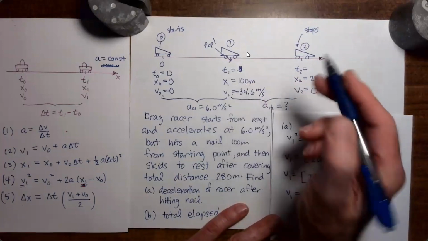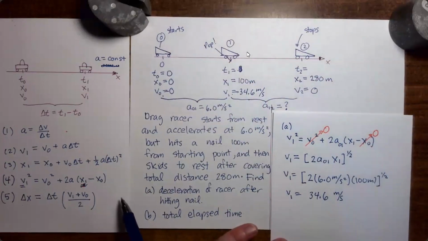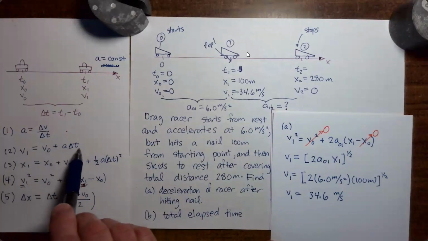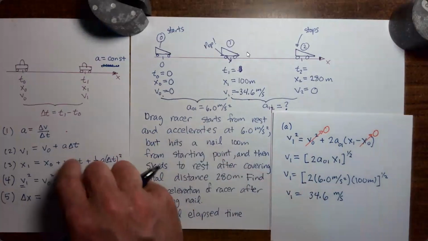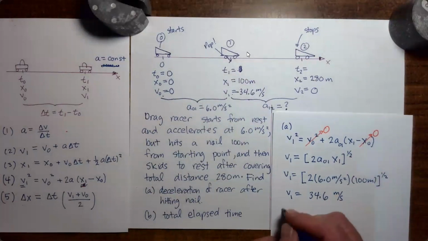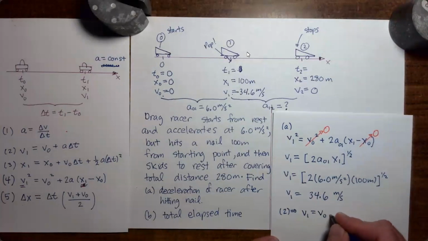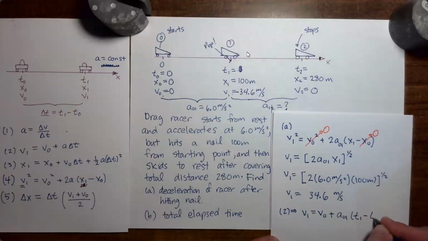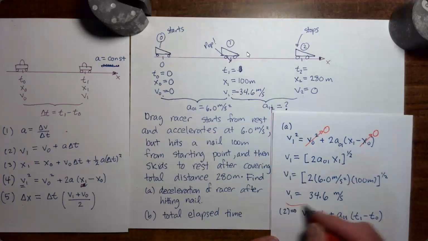Okay, now that we have that, let's see if we can solve for time without using a quadratic. So we can use equation 2. Let's take equation 2 as written. That will allow us to solve for time 1. Equation 2 gives us V1 equals V0 plus, now we're going from moment 0 to moment 1, so this would be A01, and then delta T refers to T1 minus T0. Okay, so we're trying to solve for T1.